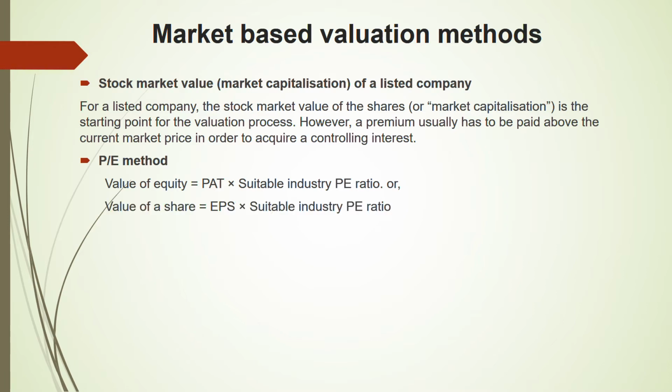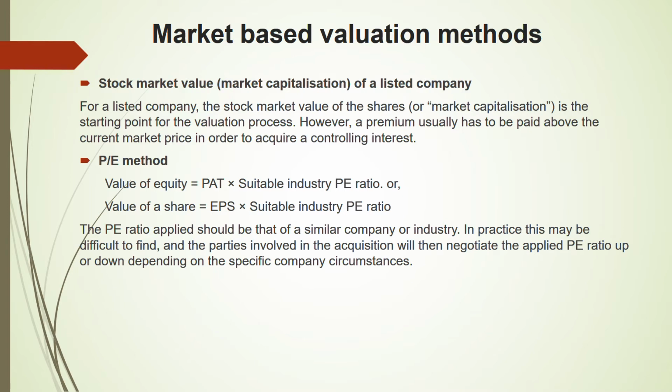Or the second method that you can use is EPS into PE ratio. If you want to find the value of a share, one share only. Value of equity means that's the whole, the total equity. But value of a share means only one share. You are finding the price of one share only. EPS into suitable PE ratio. Okay.